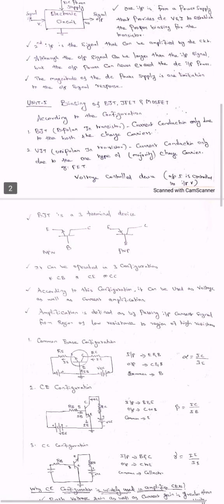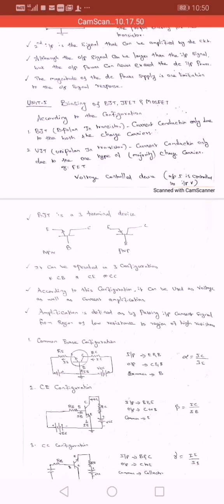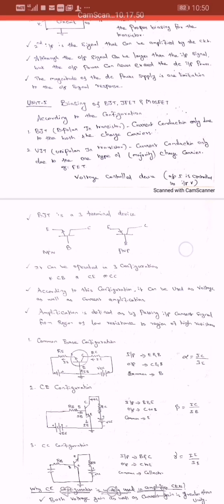Next, the BJT has 3 terminals. We already studied this in the second semester, in electron devices and circuits. So it has 3 terminals: emitter, base, collector. The first diagram is an NPN transistor and the next diagram is a PNP transistor. What is the difference between these two types, NPN and PNP? It means the flow of current. Based on the flow of current, it is classified into N type and P type. The arrow mark in the upward direction is an N type. The arrow mark in the downward direction is a P type.